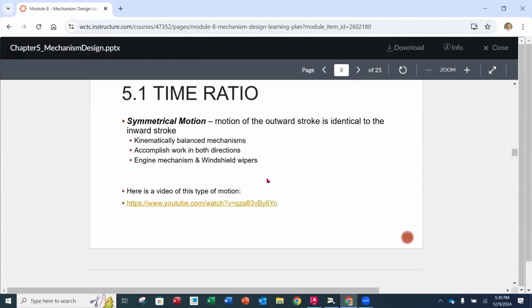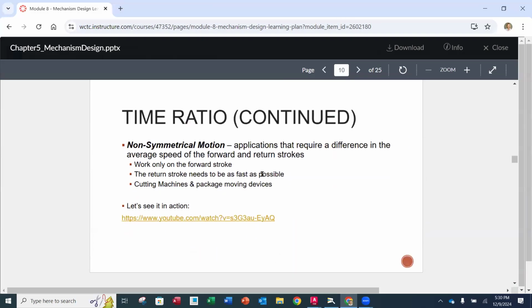All right. So that's symmetrical motion. Then there's non-symmetrical motion. And this is going to be where there's a difference between the outbound stroke and the inbound stroke as far as time. Many times these are called quick return types of mechanisms. So that on the outbound longer stroke, or the stroke that takes more time, the work is going to be done. But then on the inbound stroke, part of the stroke, it's going to actually speed up. And so you can save time because you're not going to do work on that inbound part, so you can get back into position to then go out again. So things like cutting machines, packaging, moving machines or devices are really designed for this.